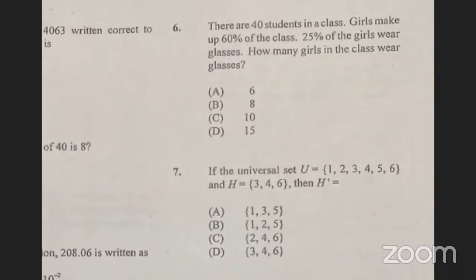There are 40 students in a class, 60% are girls, 25% of the girls wear glasses. How many girls wear glasses? So 60% make up the girls, so we can find 60%, which we know is 3/5 of 40, that's 24. And 25% of them wear glasses. How many wear glasses? 25% is a quarter. So 6 wear glasses. Okay.